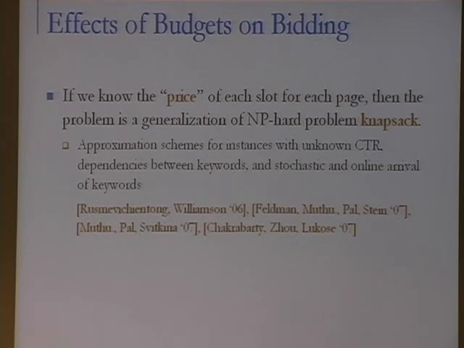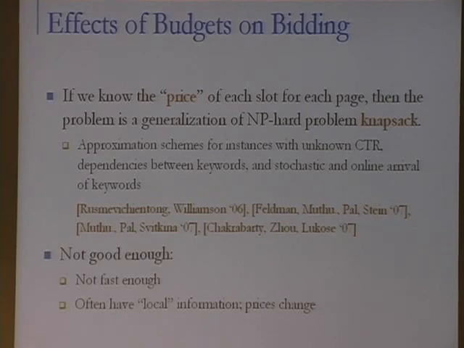So a lot of papers in the literature have looked at this interpretation of bidding in auctions with budget constraints, with various assumptions about the knowledge of the advertiser, the dependencies between the keywords, and the arrival sequence of keywords.